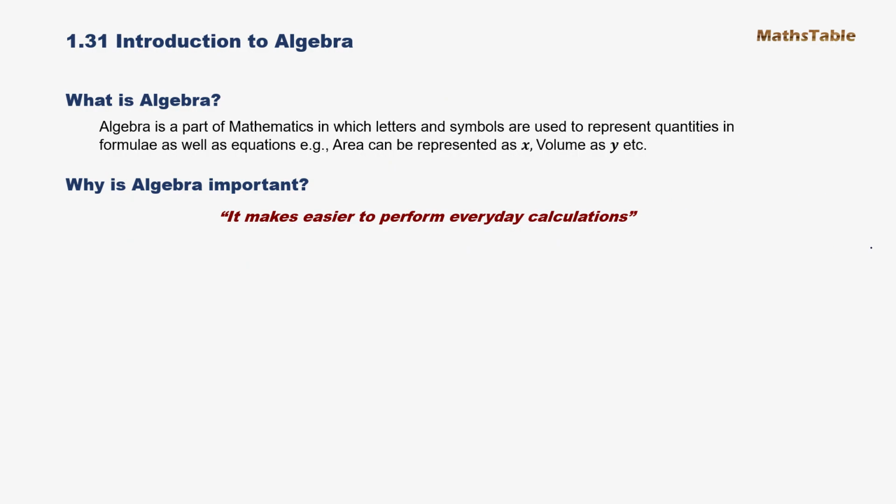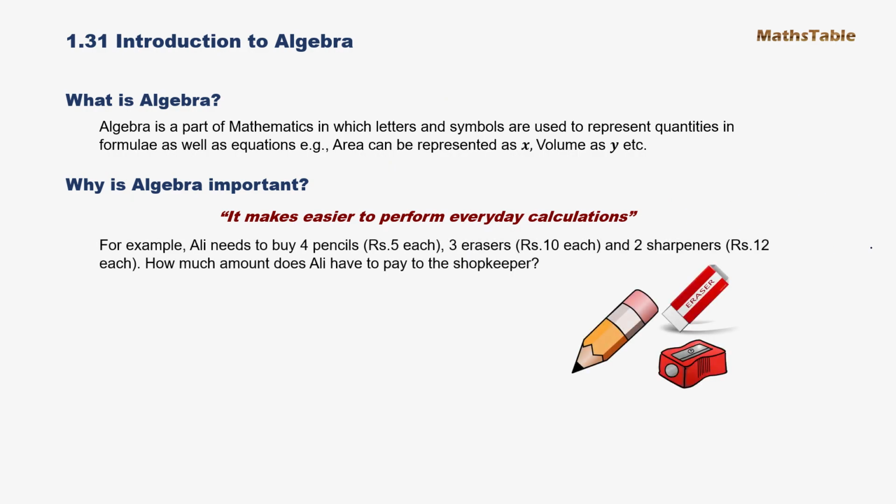Now, how can this be done? We can take a simple example. Like, for example, Ali wants to buy some pencils. He visits a stationery shop. Let's say four pencils for 5 rupees each, three erasers which cost 10 rupees each, and two sharpeners for 12 rupees each. Now, for all these items, how much total amount will Ali have to pay to the shopkeeper?